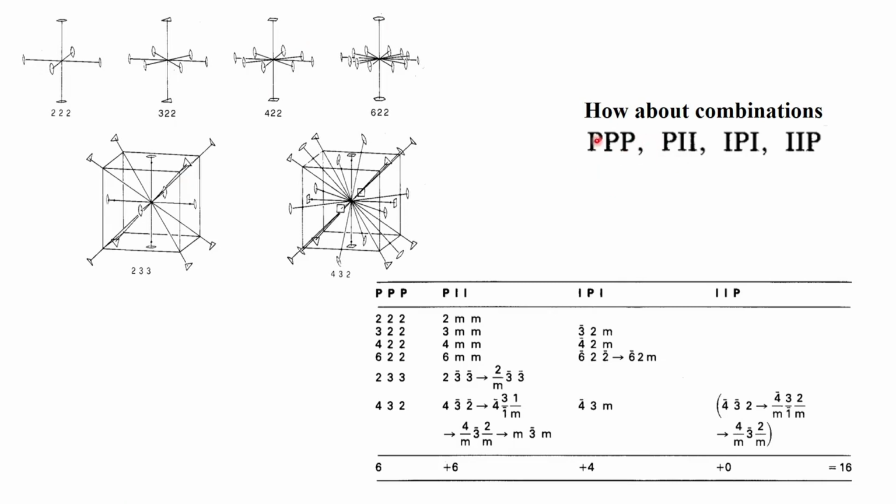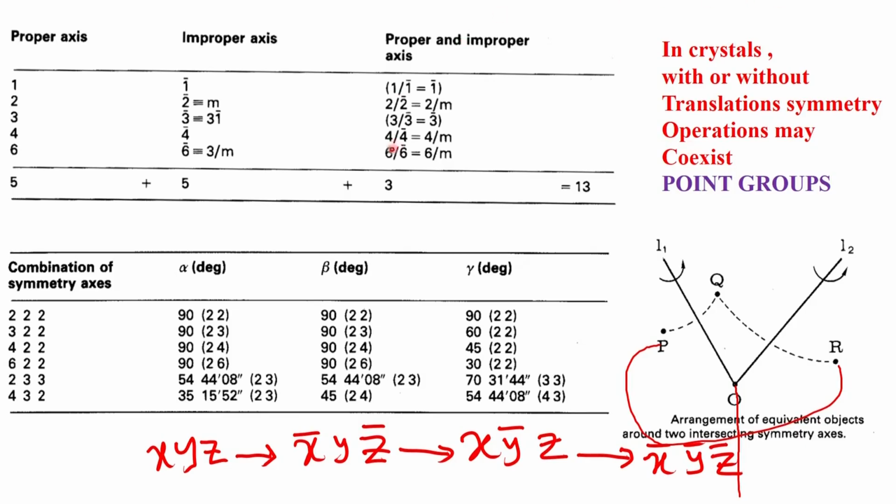For example, if there is a proper axis and an improper axis, the first one is a proper axis, the second one is an improper axis, the third one must be improper. It cannot be another proper axis. So there is no PIP possible. That is because once we have a proper and an improper axis combination, let's go back to the previous slide. Once we have a proper and improper axis combination, we generate an improper axis as a consequence. So suppose we have a 4 and a 4 bar, the third axis should be improper.